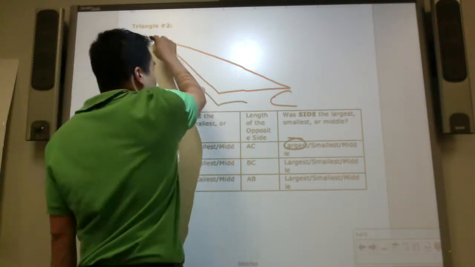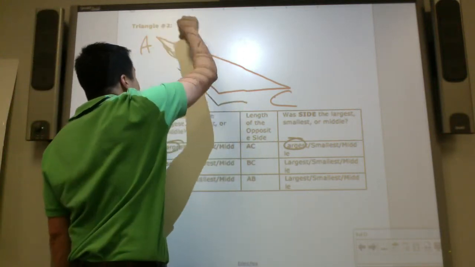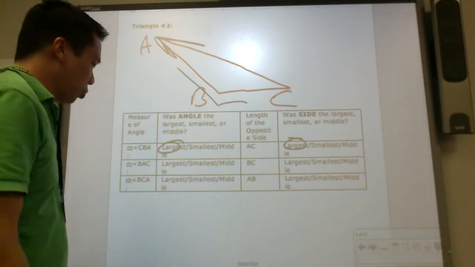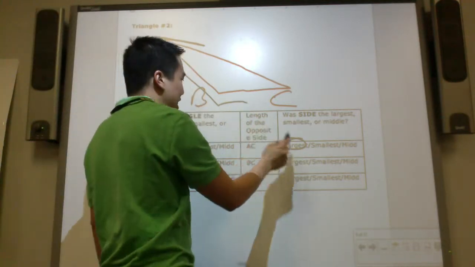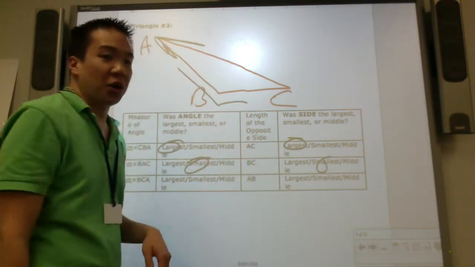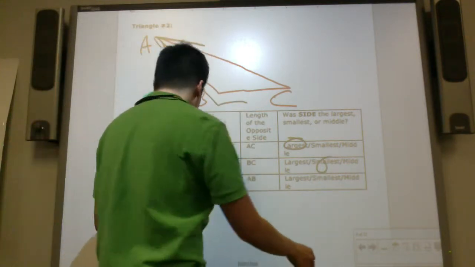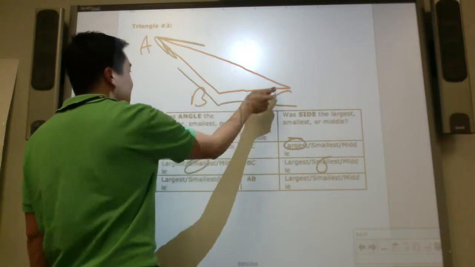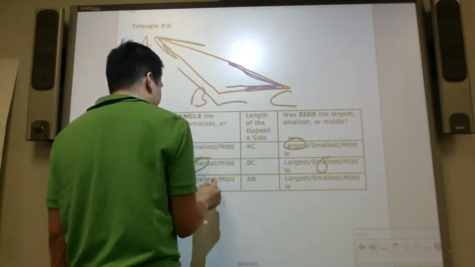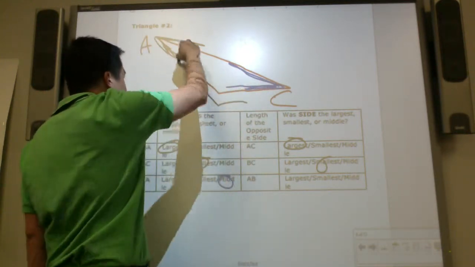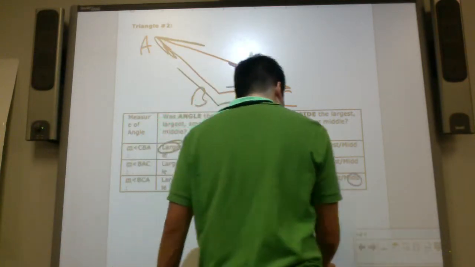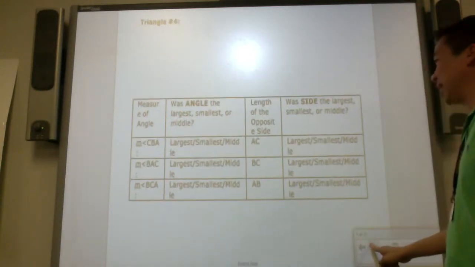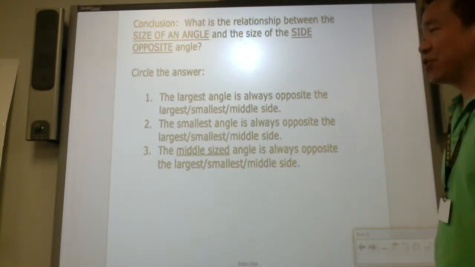BAC. This one is very narrow, so it's the smallest angle, and I can tell it's the smallest side. And BCA, this one right here is a middle. This line is the second longest, or the middle of it. We could go through more investigation, but I think I got the general idea. So I can answer this now.